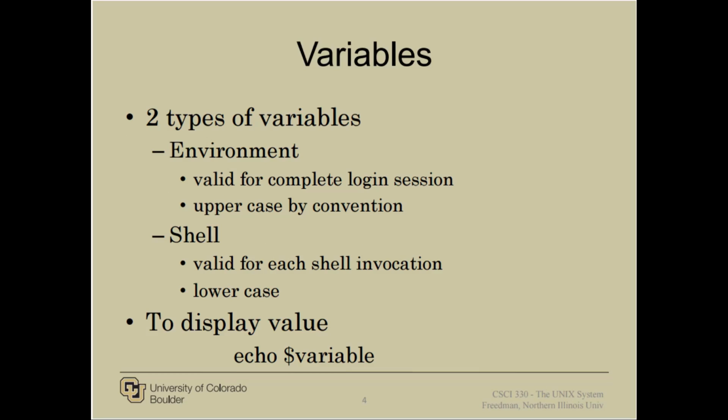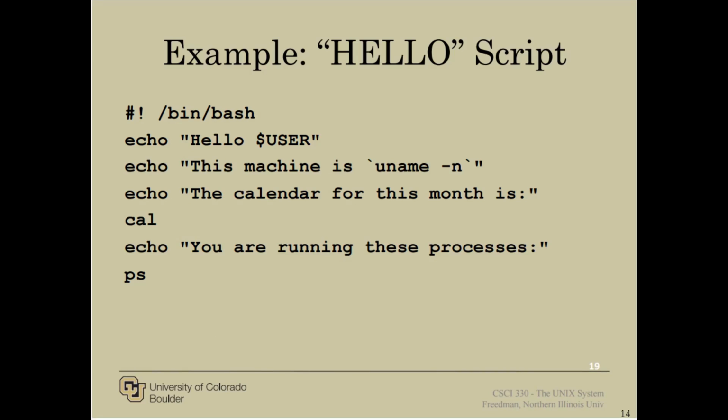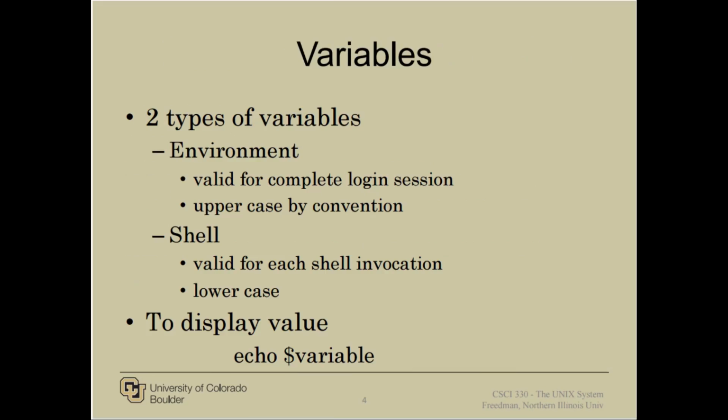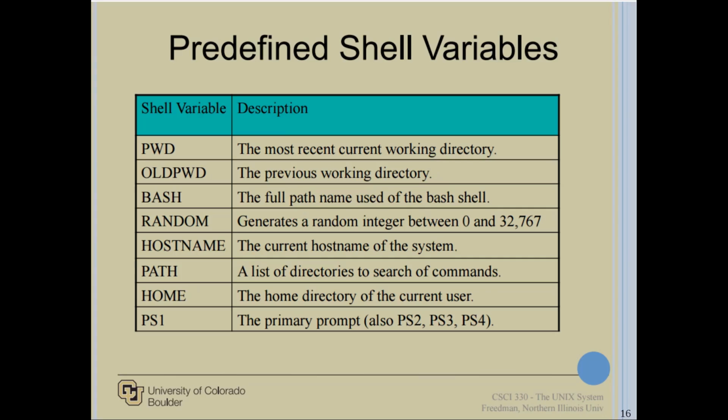So there are two types of variables. Environment variables, which are valid for a complete login session and are uppercase by convention, and then regular shell variables, which are valid for the shell invocation or execution of that shell script. So going back to this, when we execute this, we actually don't set any variables in this script, but if we were to set a variable here, which you'll see how we do later, it would only be valid while this script was running, if it's a shell variable. Whereas environment variables are for the whole session. And the shell variables are lowercase by convention.